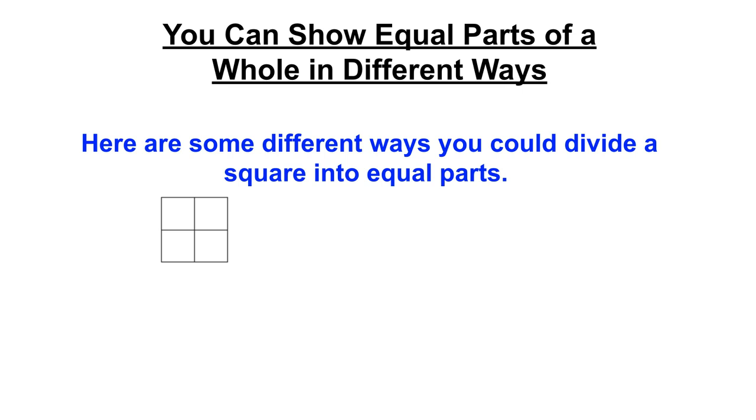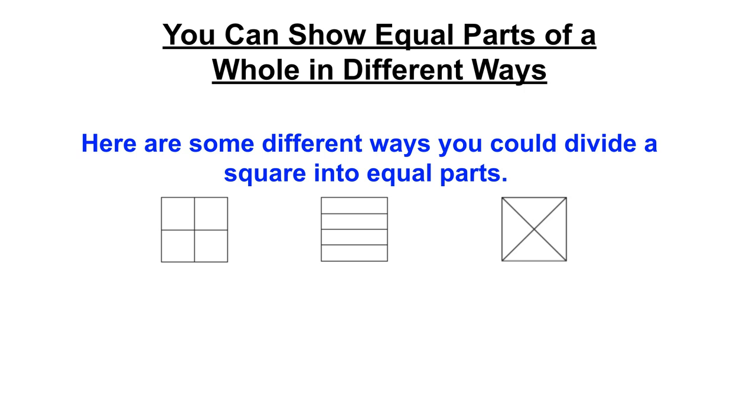So we could make a vertical line and a horizontal line and make sure that we've divided our square so that each of the 4 parts is an equal size. Or we could make 3 lines through the square and create 4 equal parts that way. And lastly, we could make 2 diagonal lines through our square to create 4 equal triangles. These are 4 equal parts.